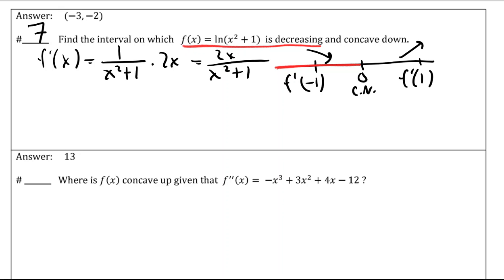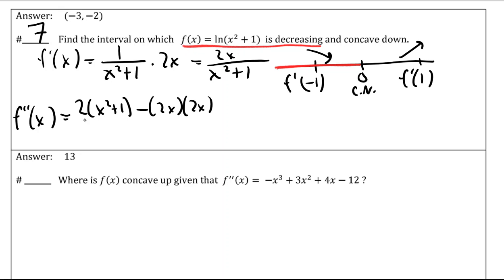But that's not the full question. It wants to know where is it decreasing and concave down. So I also have to figure out the concavity, which means I'm going to need the second derivative. So to take the derivative of this guy, unfortunately we're going to have to do quotient rule. So derivative of the top with the bottom left alone minus the top left alone times the derivative of the bottom, all over the denominator squared. So not too bad actually.